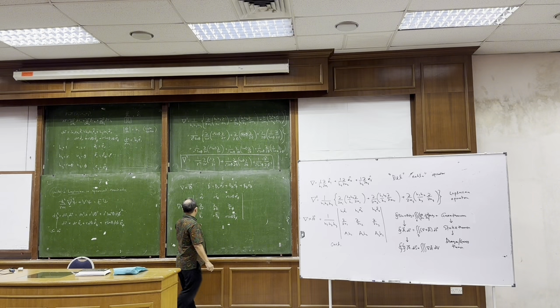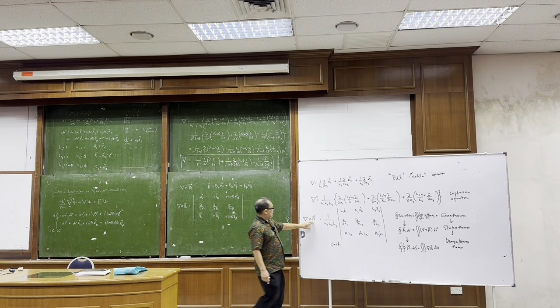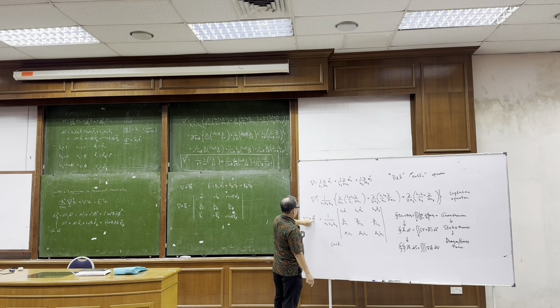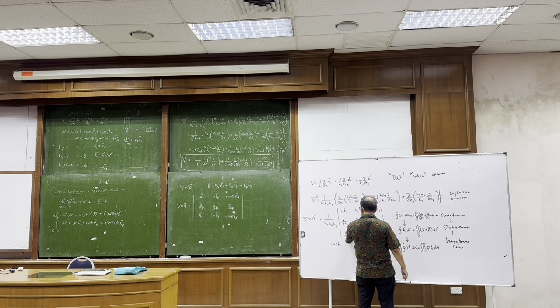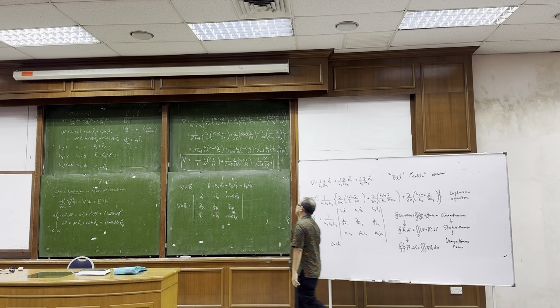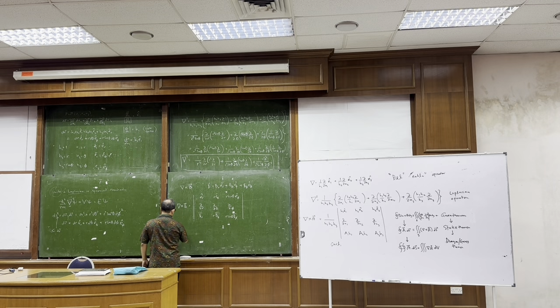Like in my notes, instead of A, now it is B, the magnetic field. So we just took B1 to become B_r, B2 to become B_theta, and B3 to become B_phi. Now how are you going to do this? Very easy. Just a simple calculation of the determinant of this.